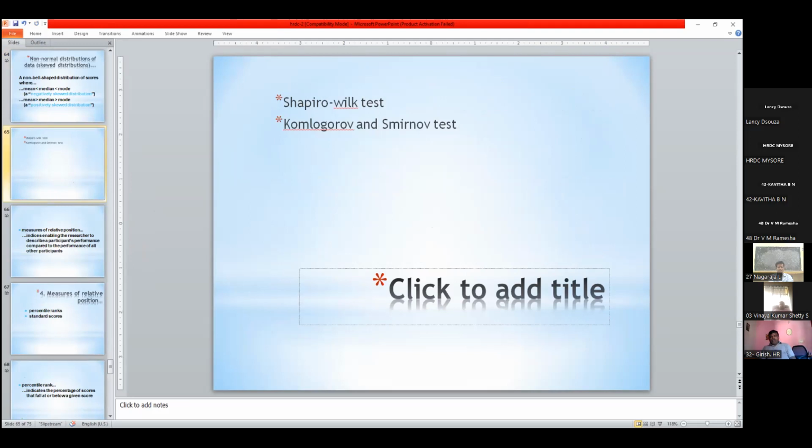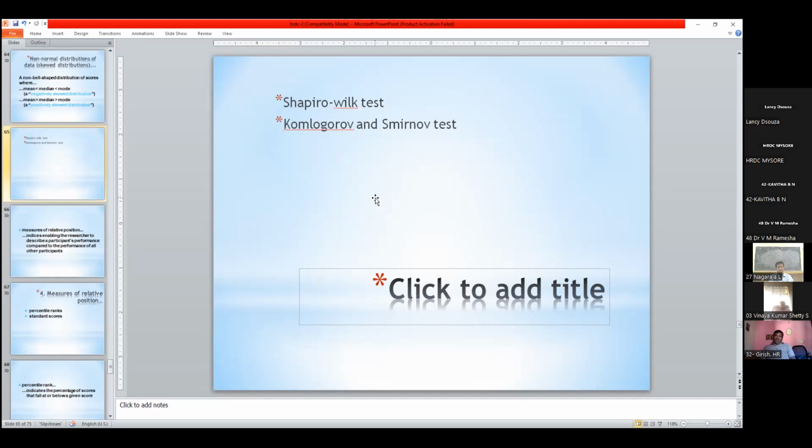So these two tests will give you the idea of whether your data is following normality or not. Because in statistics, there is a rule. If your data doesn't follow normality, then you have to go for non-parametric tests, though your data is parametric. If the data doesn't follow normality, switch over to non-parametric tests.